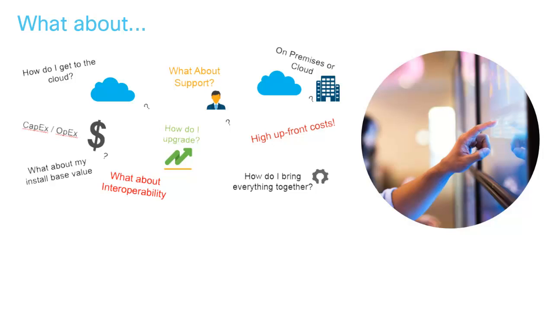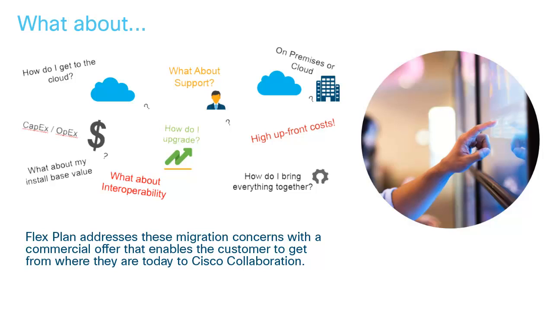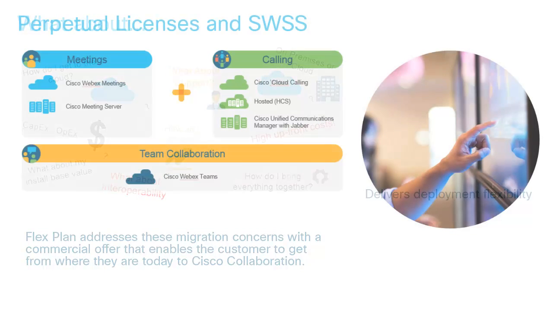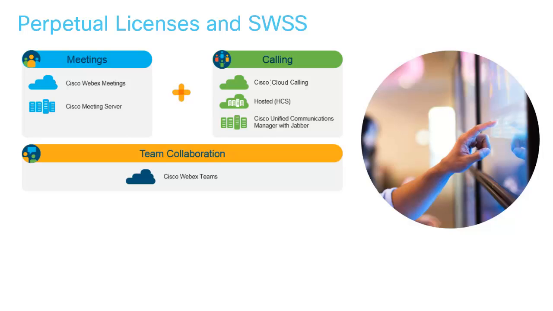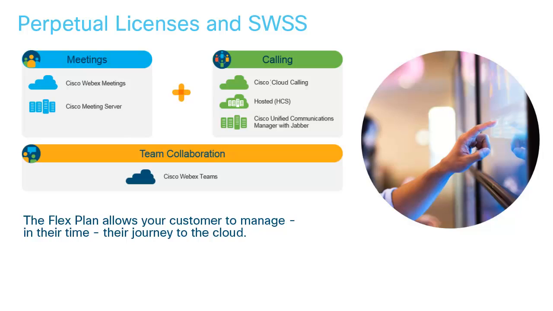Users and the line of business will want to know about the desktop experience and how it helps them be more productive and drive transformation. The Flex Plan addresses these migration concerns with a commercial offer that enables the customer to get from where they are today to Cisco collaboration. Your customer will be wondering, what about my installed base? They may be concerned about the depreciated value of their existing collaboration assets, or about how to manage the transition from a technology perspective. The Flex Plan allows your customer to manage, in their time, their journey to the cloud, while transitioning their current on-premises environment into a subscription model now.